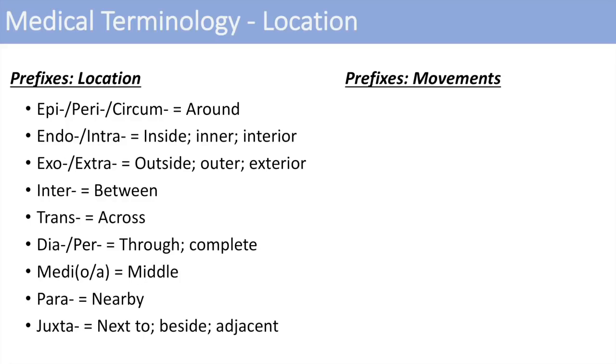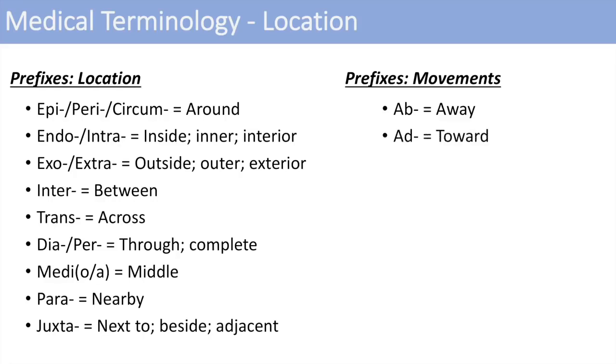The next prefixes involve movements. The first one is ab, which means away. When you abduct your arms, you're moving your arms away from your body. Or abduction, or abducting a child. That's an easy way to remember ab for away.